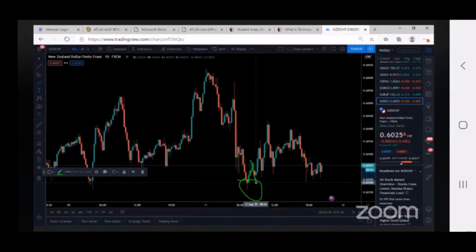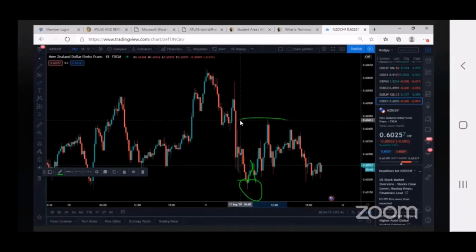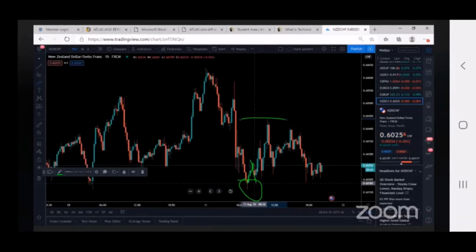So now the market comes back right here, and they're like, oh man, it's going to go down again. So they're back in the trade because they're still looking at this big candle right here. So they get back in the trade, and the market does it again, turns back around.